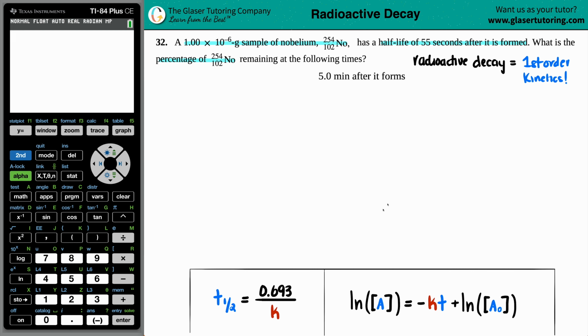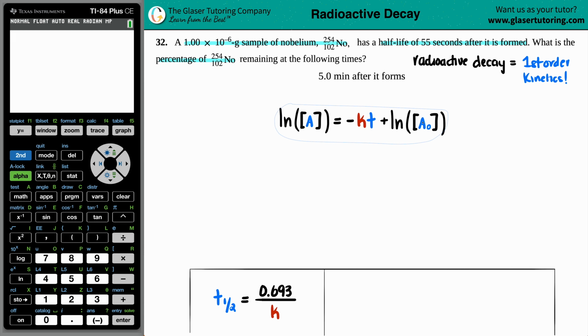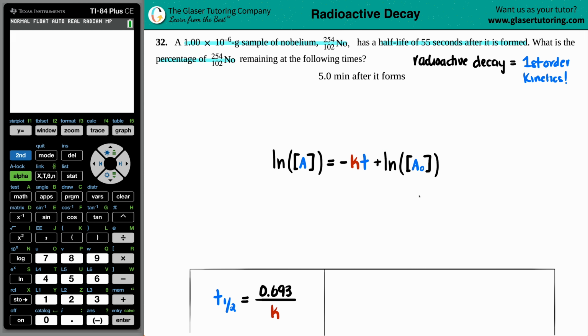Now, in this case, they want to find out what the percentage is of that nobelium that's remaining. Usually if you're trying to find a percentage, you want to find an amount, which means I would probably have to use this formula. The formula for first order kinetics is with natural logs, ln. Now this is a concentration, this is your final amount. The other one, with an A0, is your initial amount.